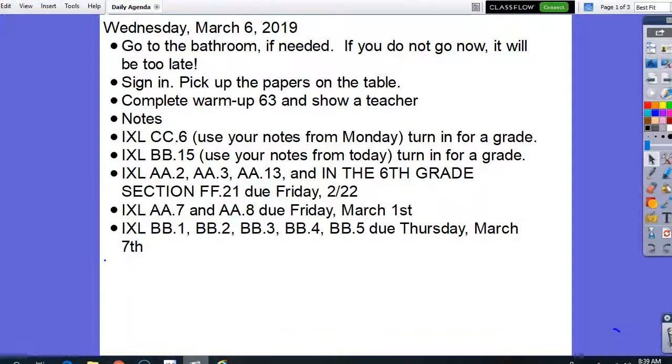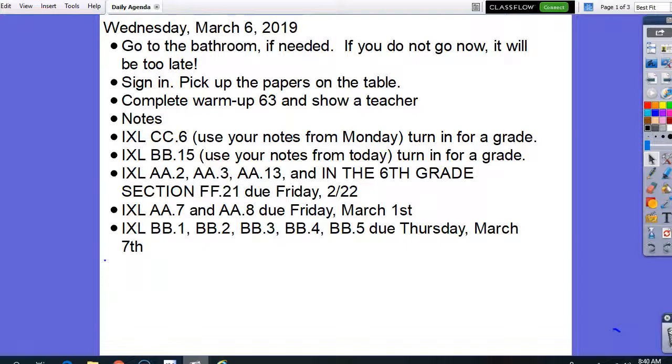All right, so you'll notice the next thing on our agenda is IXL CC.6. So you're not working on all those past due IXLs. In class today, you need to do CC.6. You're using your notes from Monday about biased and unbiased. And you're going to write that on a Post-it note. We're out of those little charts. And then you also have to do BB.15. And that's on box and whisker plots.